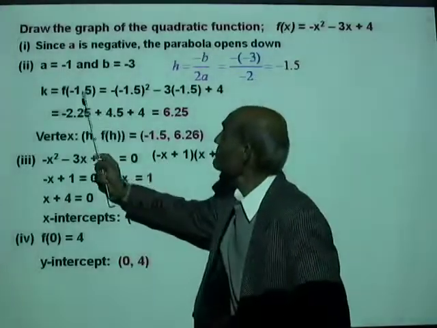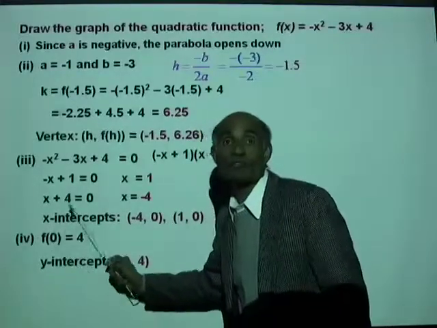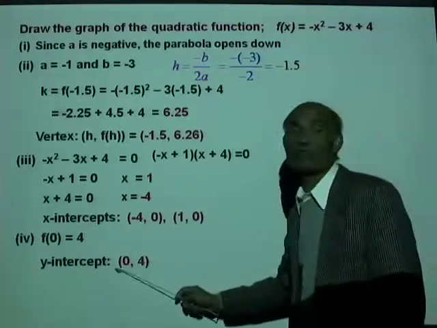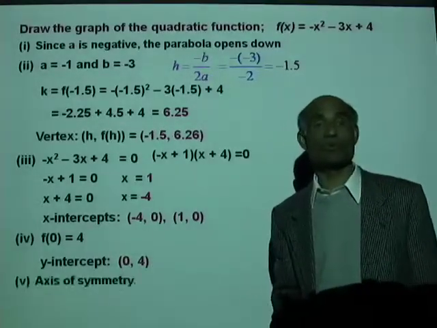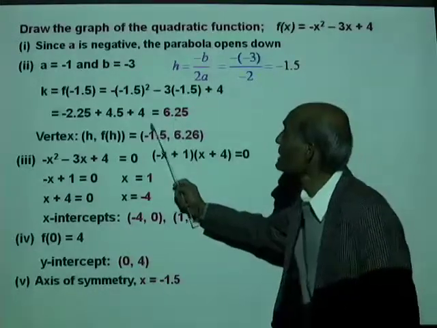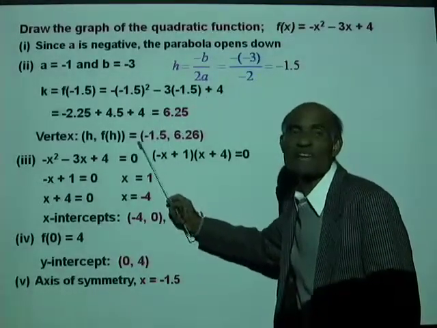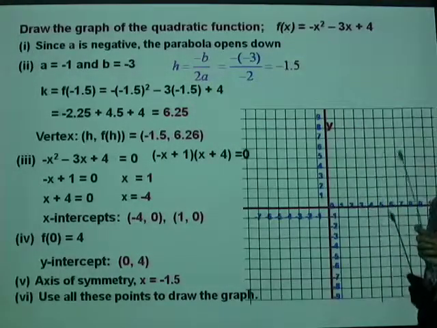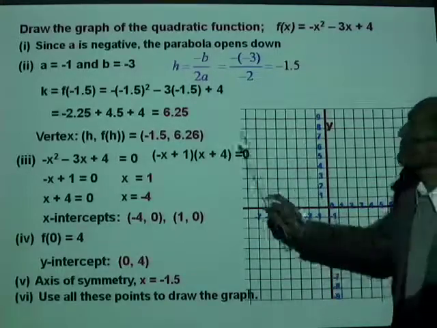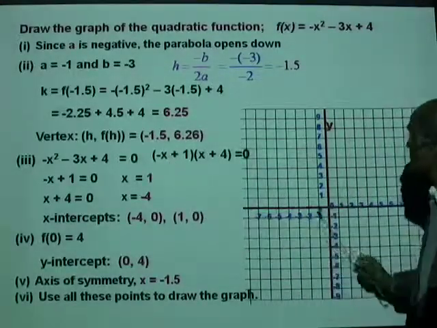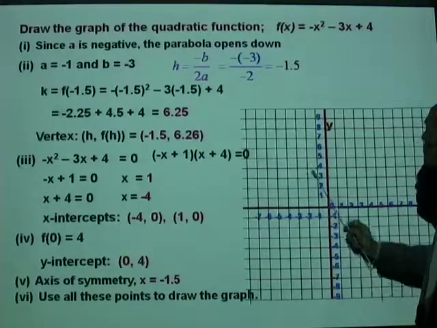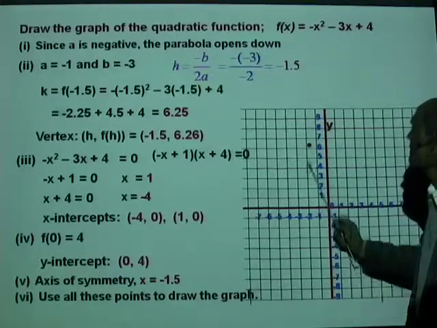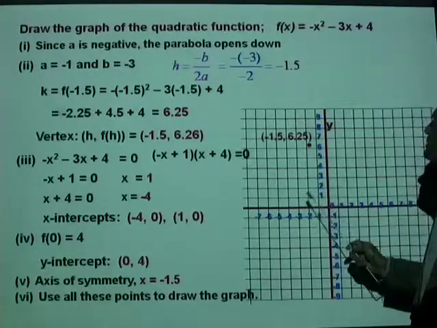Well, the y-intercept, find the value of f of 0. F of 0 gives me 4, and therefore the y-intercept is 0, 4. And the axis of symmetry is x equal to negative 1.5. And now we can use all these to plot our graph. What are the information we are going to mark? Vertex is negative 1.5, 6.25, that is the vertex.